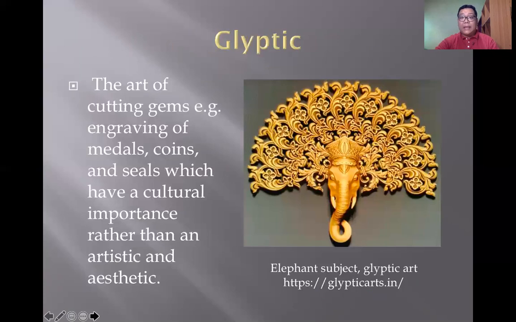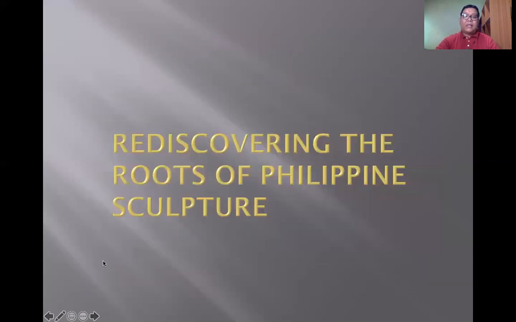And then we also have the glyptic one. So the art of cutting gems, for example, engraving of medals, coins, and seals, which have a cultural importance rather than an artistic and aesthetic importance. So for example, if it has something to do with jewelry, okay, how jewelries are made is also part of sculpture, specifically glyptic sculpture.